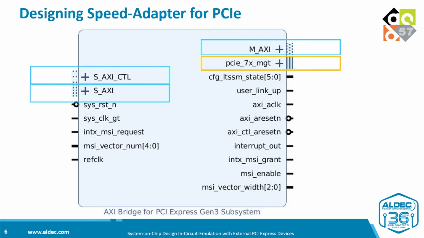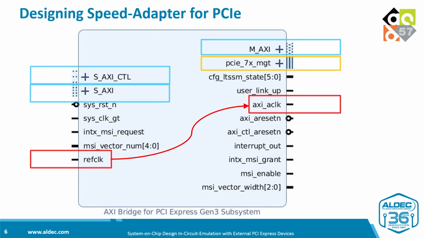Let's also look into the clocking scheme. This IP core has an input for a reference clock, which drives controller internals, and the AXI clock output is derived from the ref clock. The AXI clock is needed to synchronize all AXI ports of this IP. So, how do we connect this IP with the rest of the design, which is in the emulation clock domain?